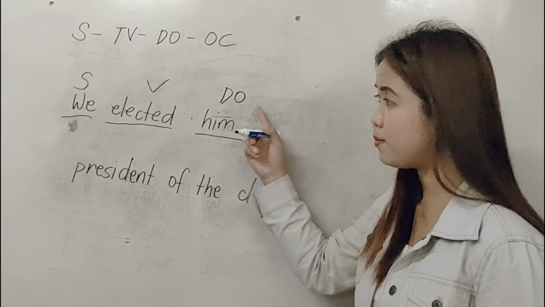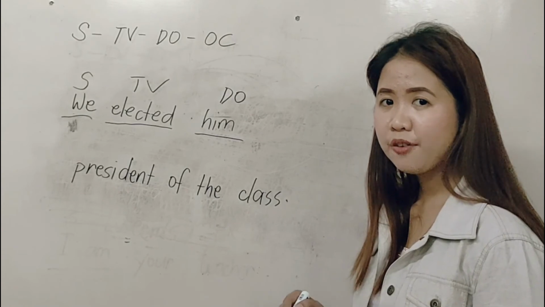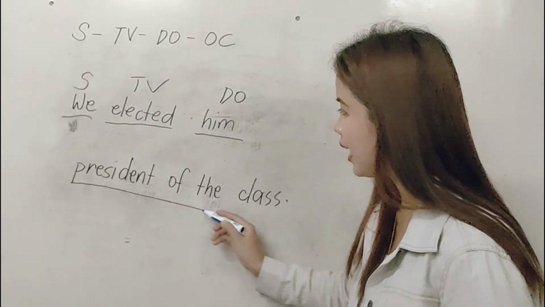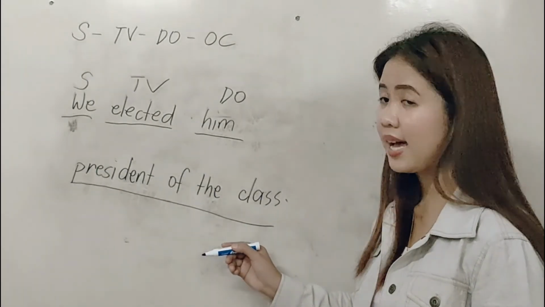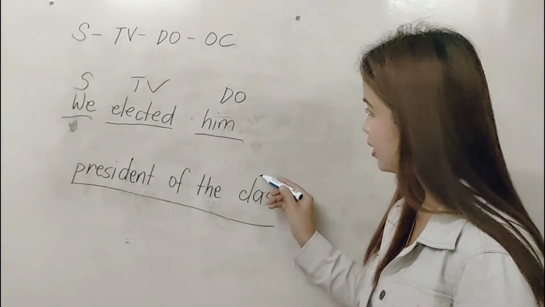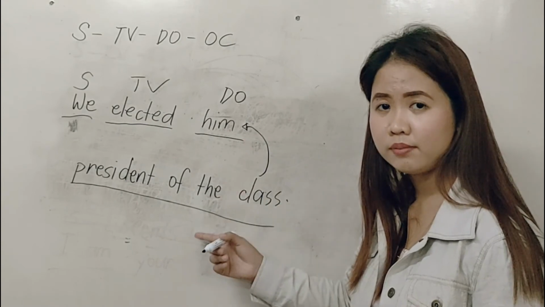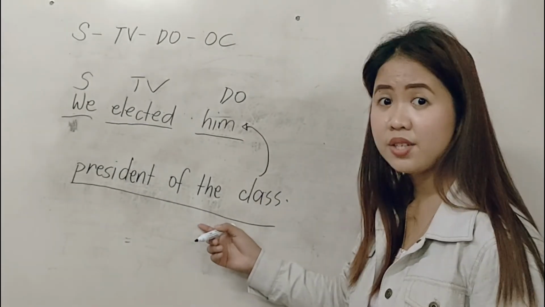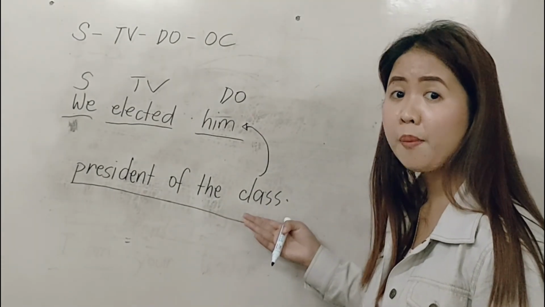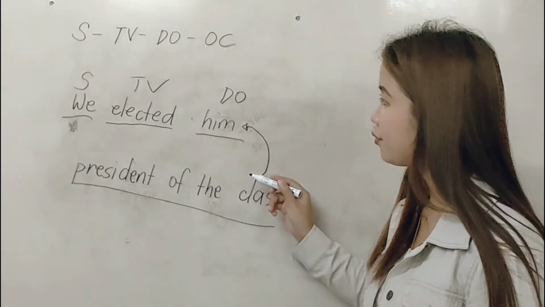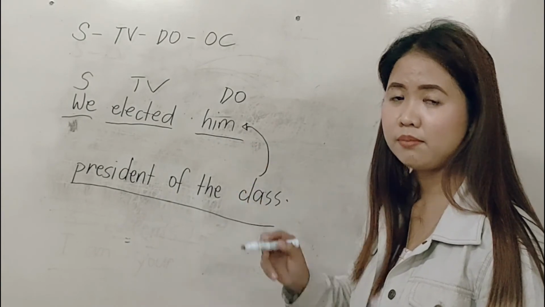Again, kapag may direct object, meron tayong transitive verb. Then we have this word, president of the class. Sino ang tinutukoy na president of the class? The answer is him. And what is him elected for? The answer is president of the class. The word president of the class is the objective complement of the word him, or the direct object him.